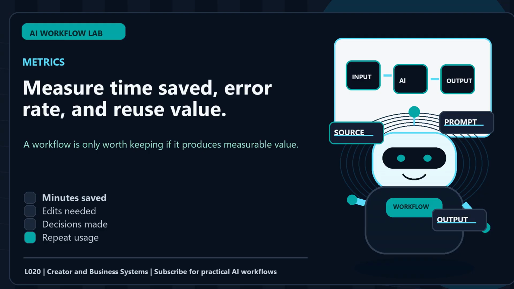Now measure the workflow. There are 4 simple metrics. First, minutes saved. Did the system reduce the time from input to usable output? Second, edits needed. Did the output require small edits or a full rewrite? Third, decisions made. Did it help you choose a next action? Fourth, reuse value. Would you run it again next week?